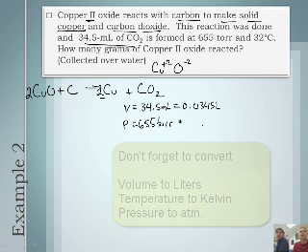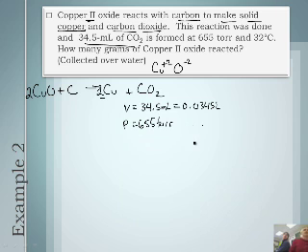Let's make that change too. We can't change it yet because it's collected over water. If it's collected over water, we must refer to the table, the water vapor pressure table.